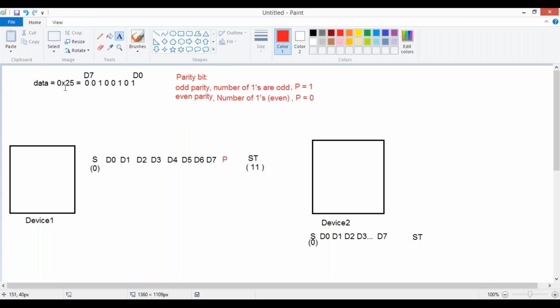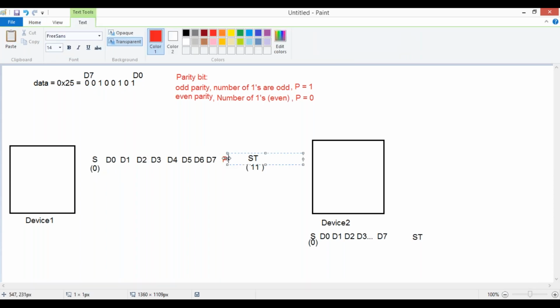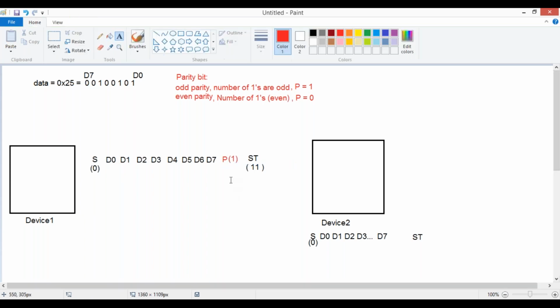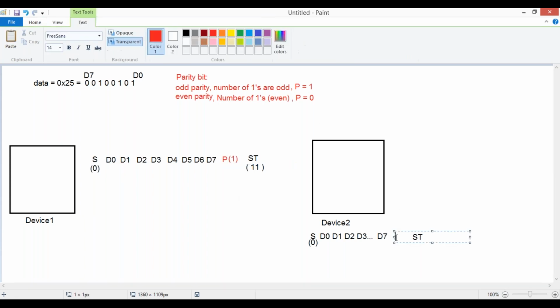Now, in this case, what is my parity, even or odd? What will my transmitter transmit as the parity? How many ones do you have? 1, 2, 3. So it is odd parity. The transmitter, based on the data, calculates the parity bit. In this case it is odd parity, so it is 1. It will transmit the 1, and the same way, the receiver will receive the parity bit, which is 1.